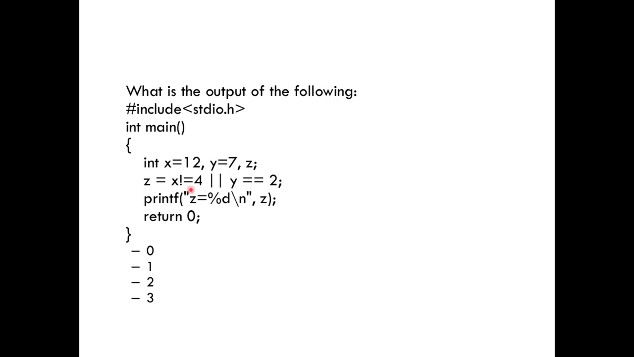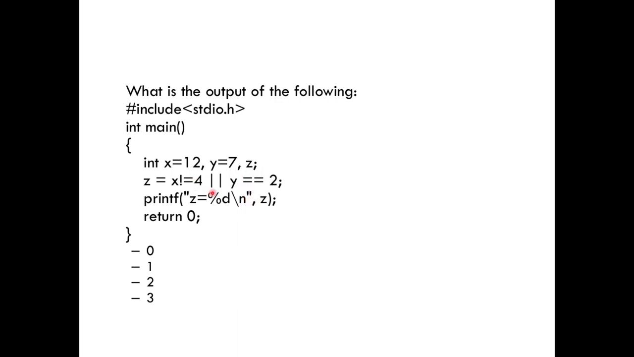So 12 is not equal to 4. It is true. It is not equal to 4, right? So it is true. True meaning it is 1. So 1 will be here. It will tell you true. And what about this one? Is y, 7, equal to 2? No, it is wrong. Wrong meaning it is 0, right? So it is 0.